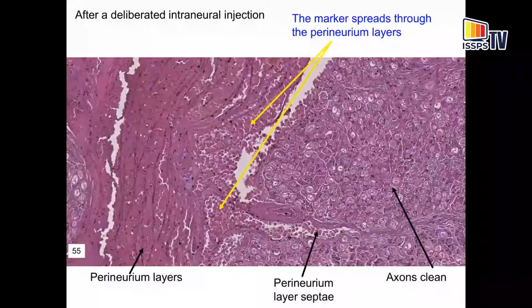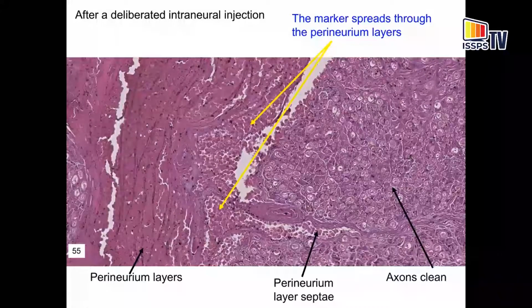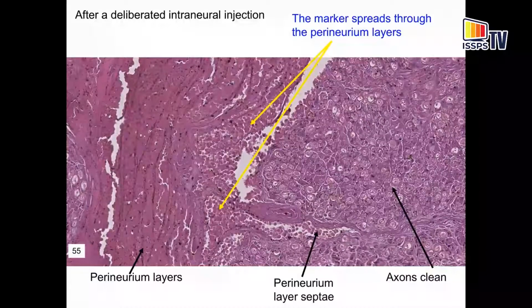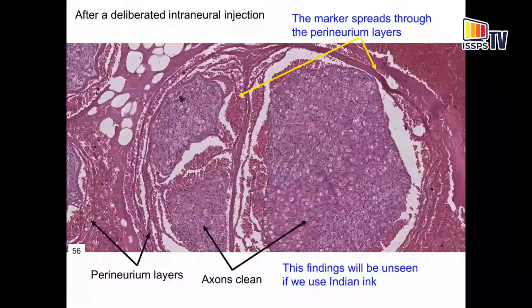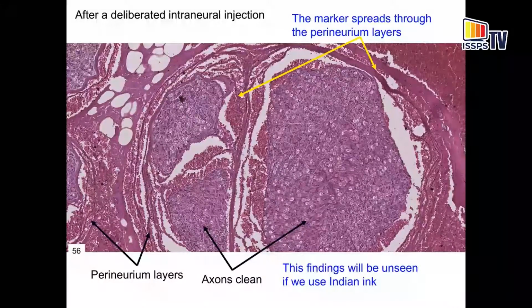There are also perineurium septae, and the marker is spreading through them. It can be misinterpreted as intrafascicular injection, but axons are clean in the picture. The increasing diameter of this fascicle is caused by intraperineurium widening, but not by intrafascicular spreading.